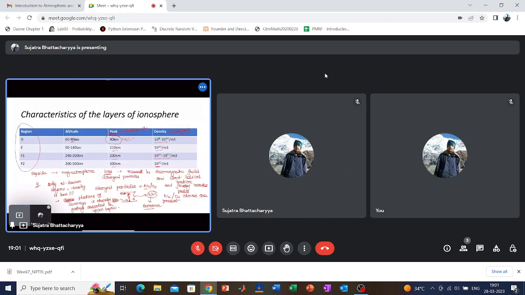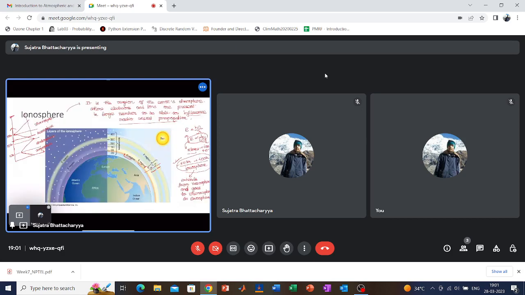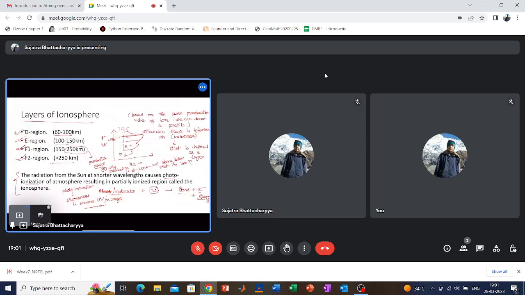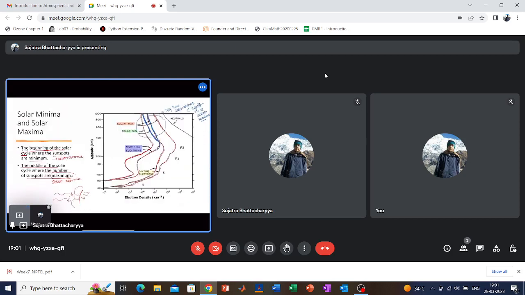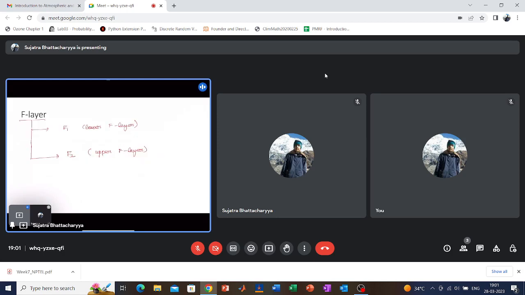Yeah, F2 is greater than 250 kilometers, and this is 150 to 250. Here also you can see. So this is the upper F layer, this is the lower F layer. What is the height of this? It is about 140 to 200 kilometers, which there we have written as 150 to 200 kilometers, and this one is greater than 250 kilometers.